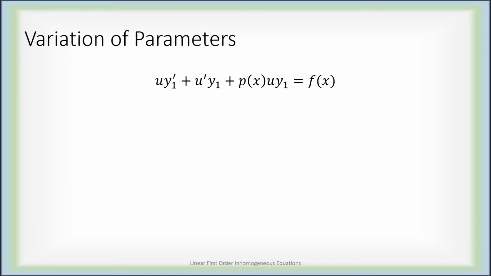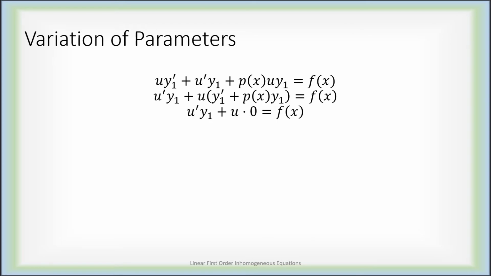Y sub 1 solves the complementary homogeneous equation, and we're hoping that u times y1 happens to solve the equation we began with. And under the assumption that it does, we ended up here. Now notice there are two terms, the first and the third, from which I can factor out a u. What's left behind when I factor a u out of this first term and this third one is y1 prime plus p of x times y1. But y1 was taken to be a solution to the complementary homogeneous equation, meaning y1 prime plus p of x times y1 is always 0.